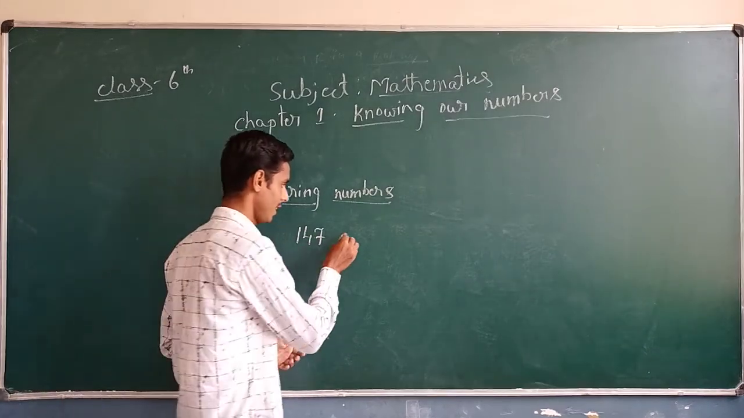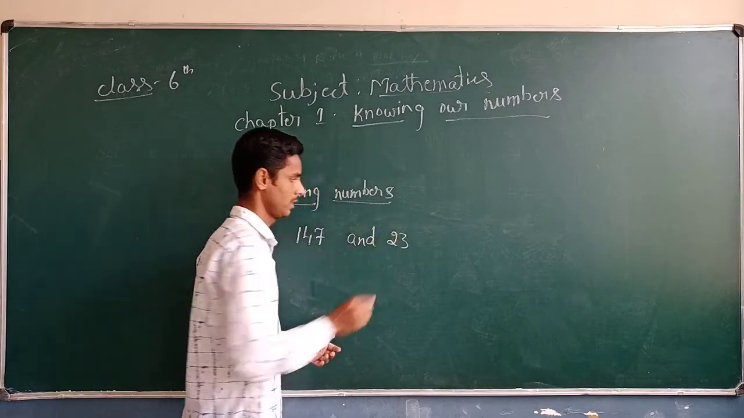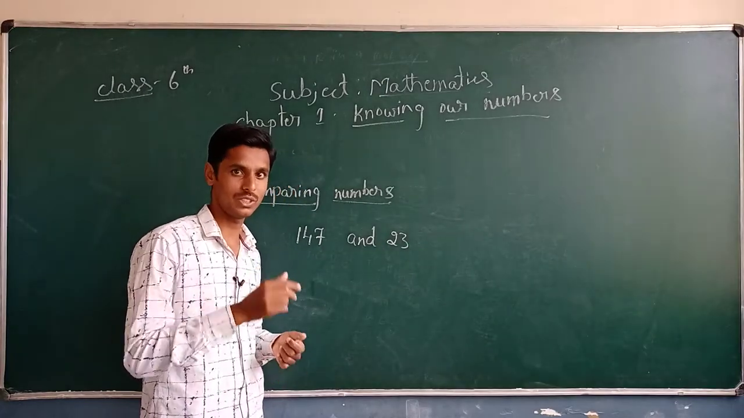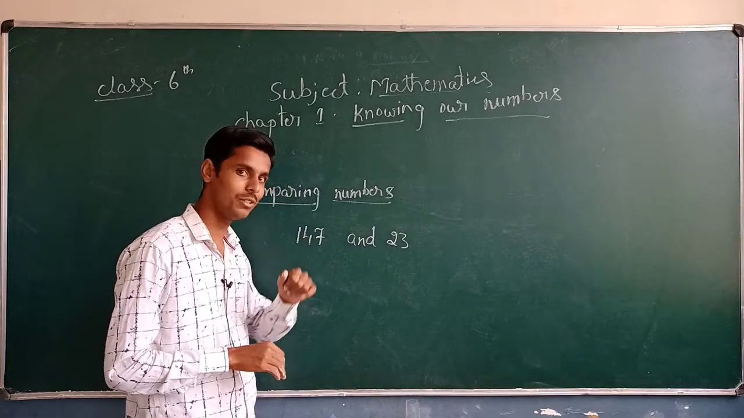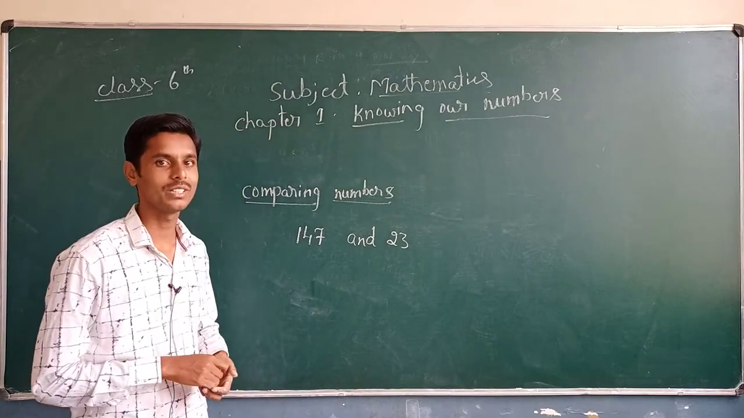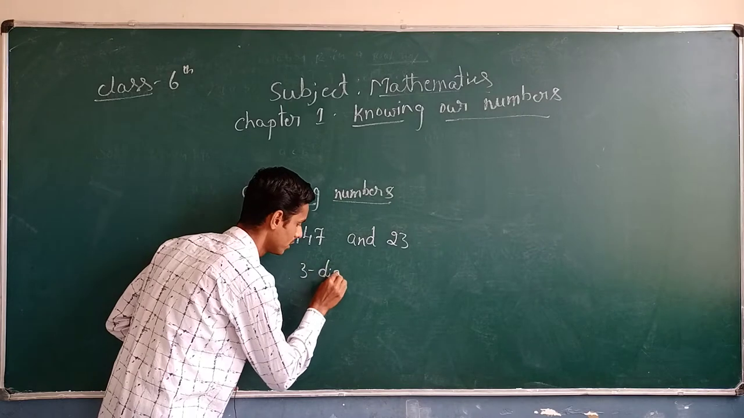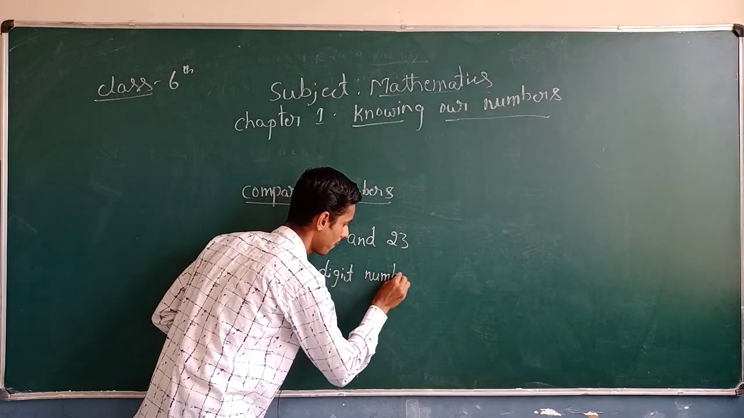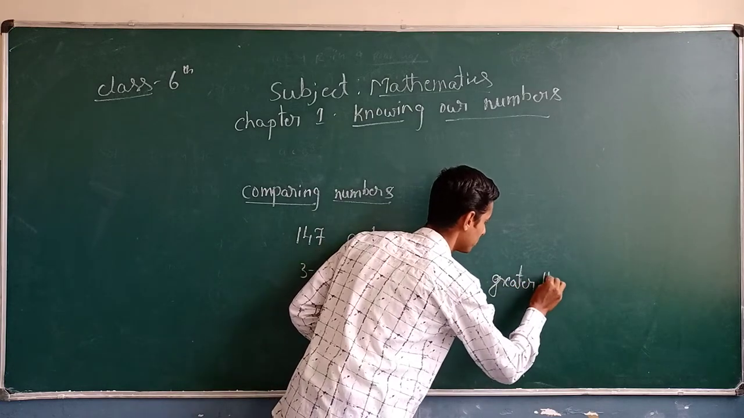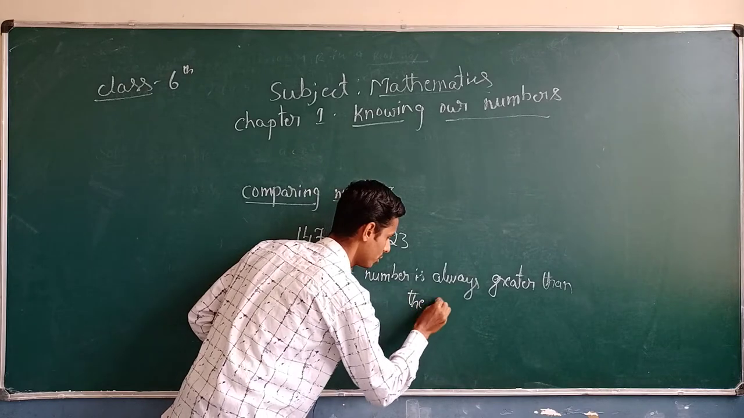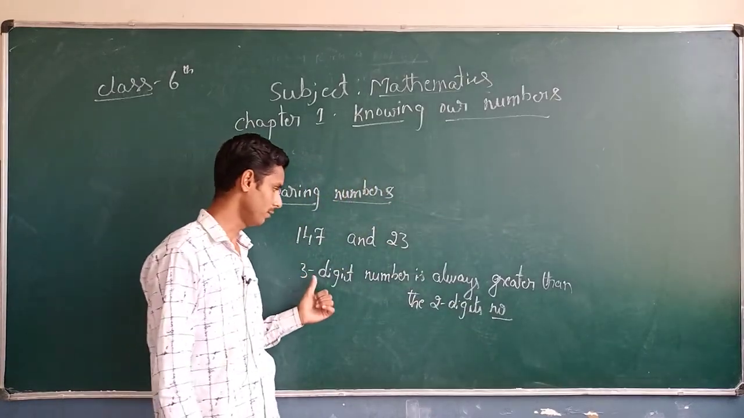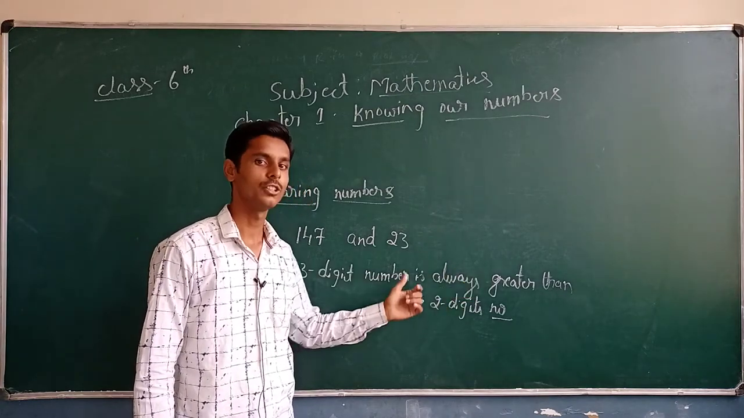147 and 23. 147 is a 3-digit number. 23 is a 2-digit number. We need not compare the place values here, because a 3-digit number is always greater than a 2-digit number. Right? A 3-digit number is always greater than a 2-digit number.